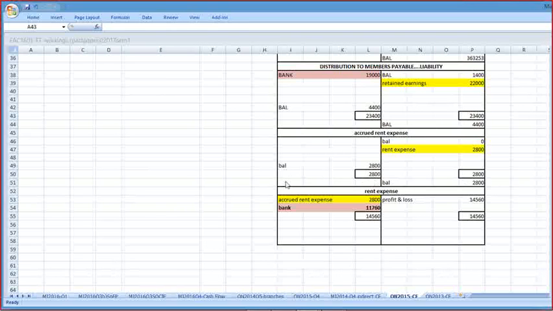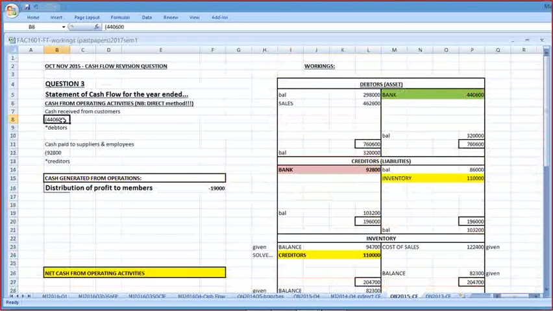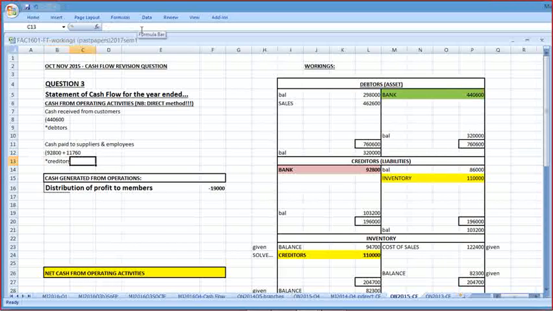We're going to put it in our cash paid to suppliers and employees. Yes. Plus 11,760, it's rent. Okay, got that?